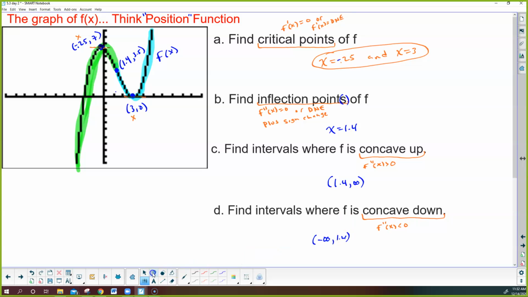So when you're given the graph of the original function, these values are pretty quick and kind of easy to find, right? It's easy to see what's concave down and concave up. Where the challenge comes is what happens now if I give you the graph of the derivative? How do we find the same values based off of this information?